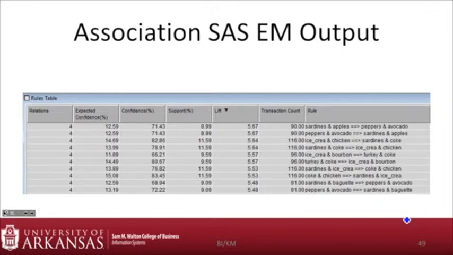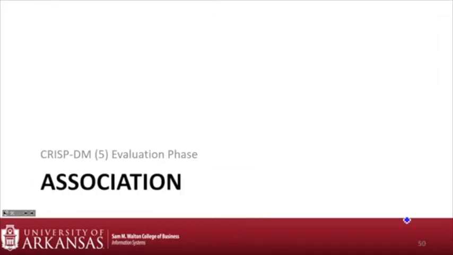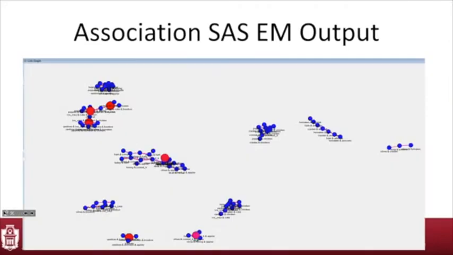And how do you interpret that, like 5.6? So the 5.6 means that somebody who buys sardines and apples is 5.5 times more likely to buy peppers and avocado than just your average customer. So that's the idea of the lift in this case. So those are kind of the different ways we'll look at it.